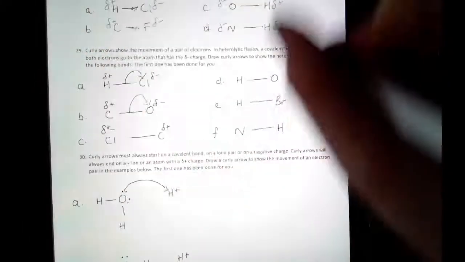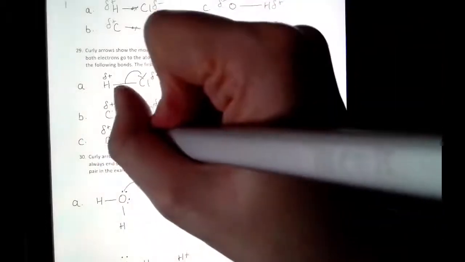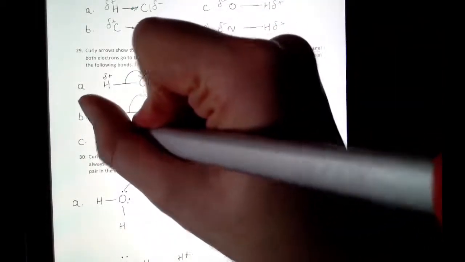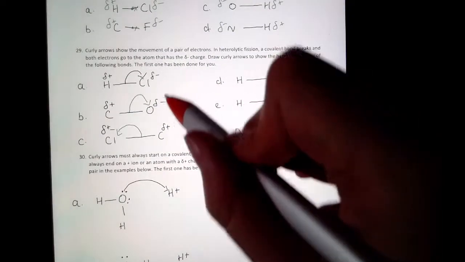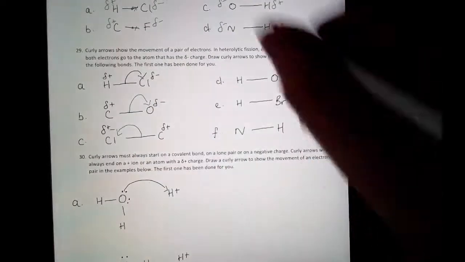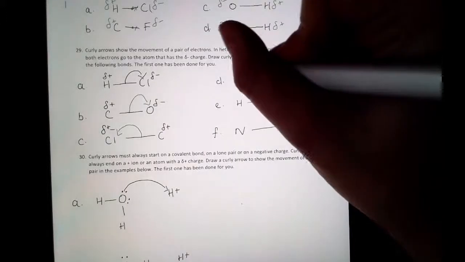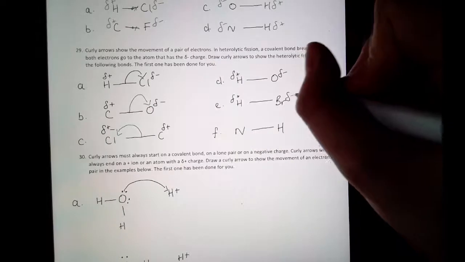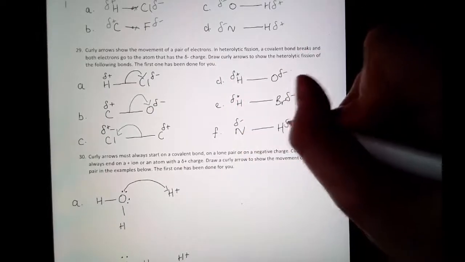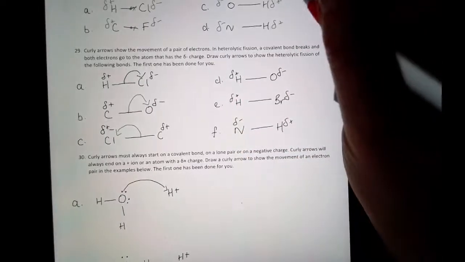So you always have to start your arrow at a pair of electrons, which is the covalent bond, and you'll end your arrow specifically at the atom that's going to take those electrons, and it's always going to be the delta negative atom that will take the electrons. So on the other side, if I fill in my charges, I've got delta positive, delta negative, delta positive, delta negative, delta negative, delta positive. Again, look up those values if you're not sure.